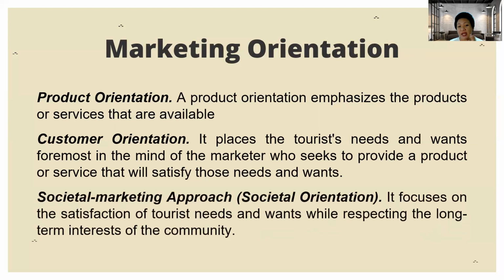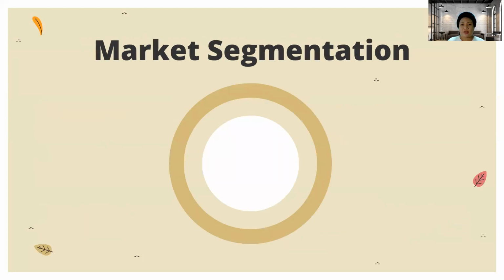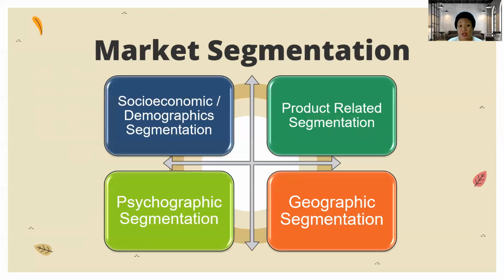And lastly, we have the societal marketing approach or societal orientation. It focuses on the satisfaction of tourist needs and wants while respecting the long-term interests of the community. So it does not only focus on the products or the consumer, but it focuses on the community as a whole. So for us also to meet the demands of our tourists, we need to divide them, right? So we call it market segmentation.